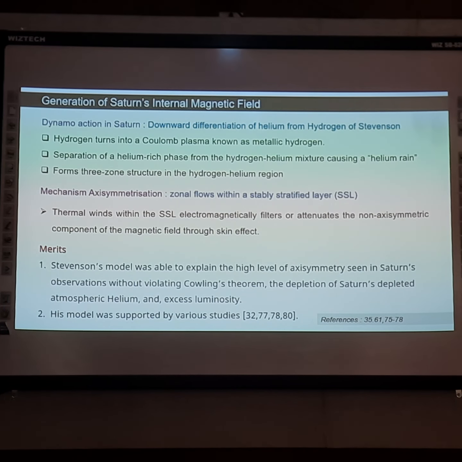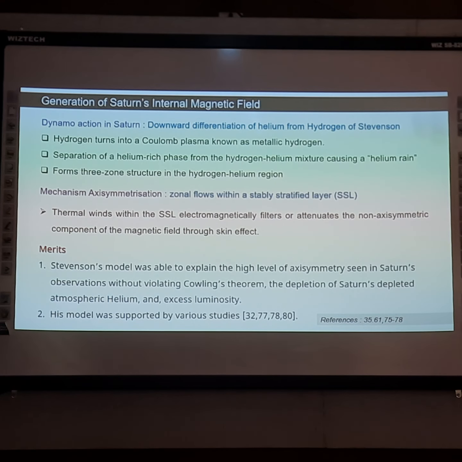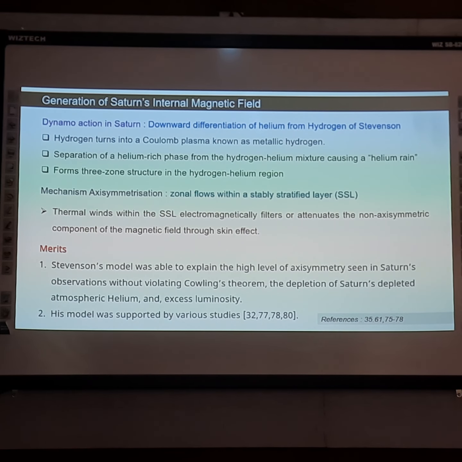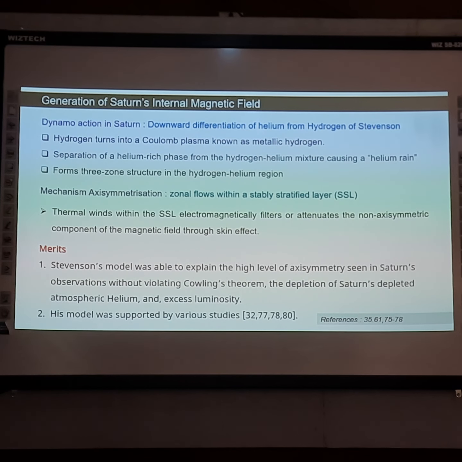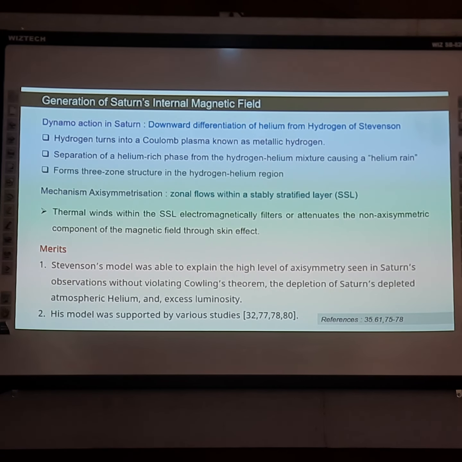Then, how is this magnetic field generated? How is this dynamo action? What is the mechanism inside the interior of the planet? That was given by Stevenson in 1980 and 81, which later on became the discussion till 2022. There was a paper by Yadav, an Indian, who argued about this.